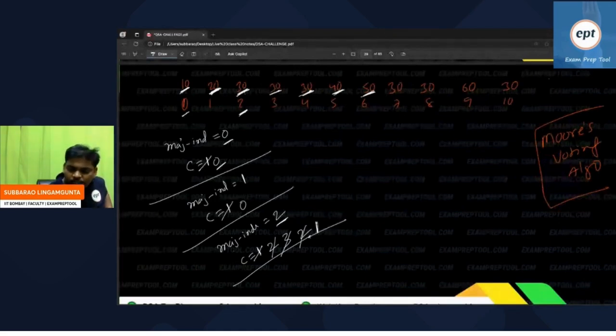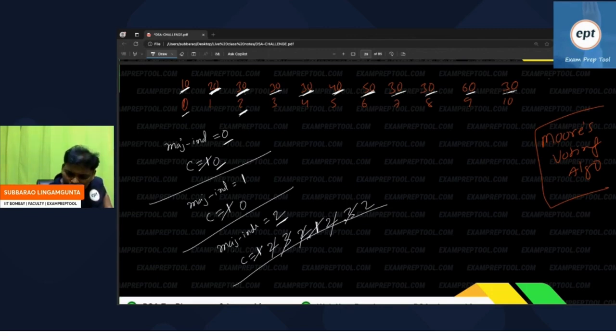Next one. 30 and 30 are both equal. Yes, 2. 30 and 30 both equal. Yes, 3. 30 and 60 equal? No. Cancel. I hope everything is fine. Cancel, that is also fine. Next one, 30 and 30. Yes, increase. So one scan is done. I hope everyone is fine.